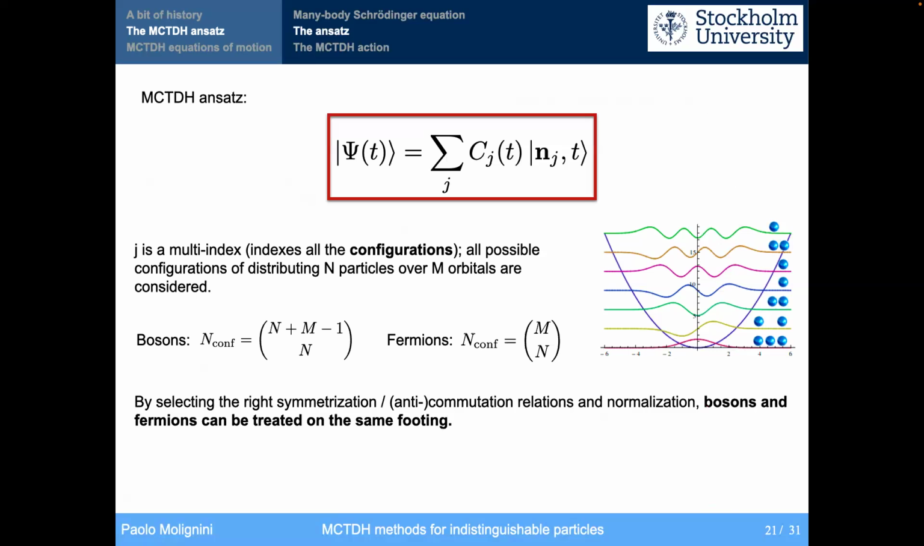Something that I mentioned already before, the only thing that really matters in this decomposition across bosons and fermions is the symmetrization. So you can really treat both bosons and fermions on the same footing. You do not need different methods to describe bosonic or fermionic character. And like we said before, the configurations are Slater determinants for fermions or permanents for bosons.